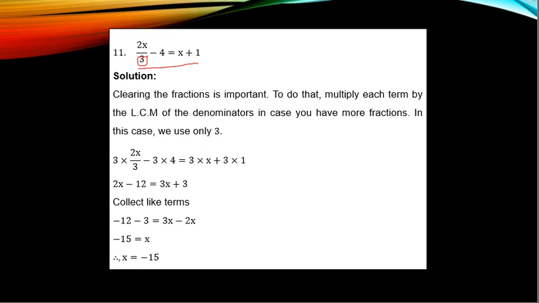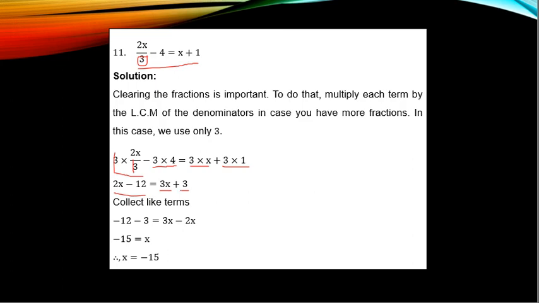So you have 3 times the first term, 3 times the second term, that is on the left. Go to the right, you have 3 times s, then 3 times 1. So this 3 clears the 3 from here. You are left with 2s minus 3 times 4, that is 12. On the right hand side, 3 times s is 3s, 3 times 1 is 3.